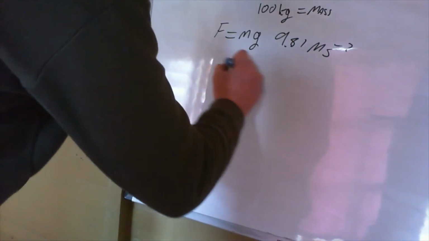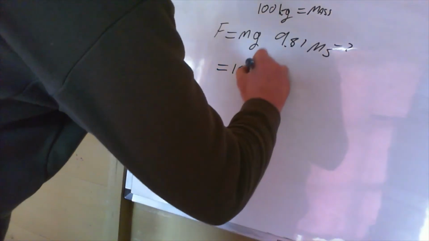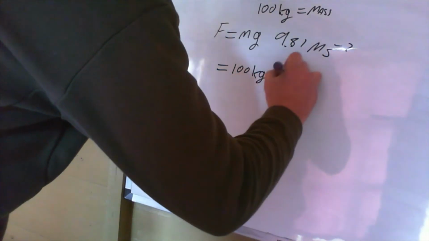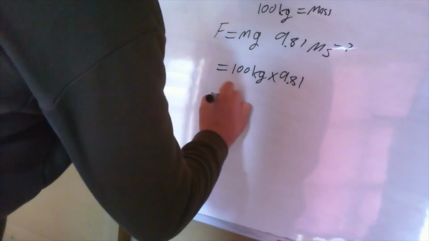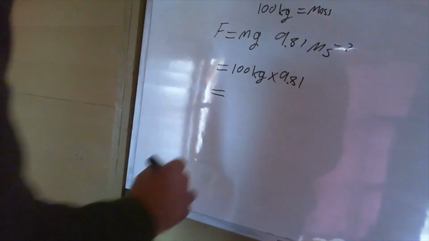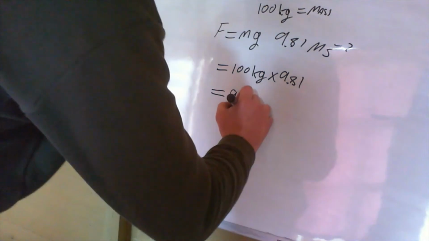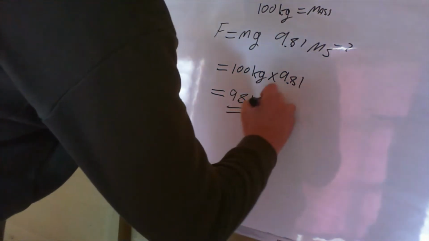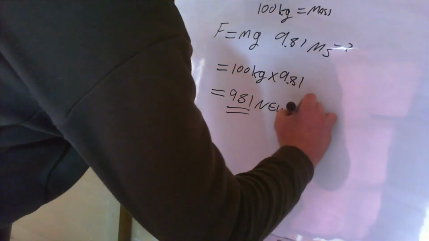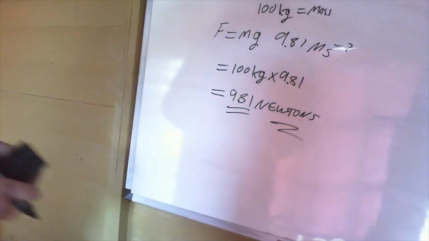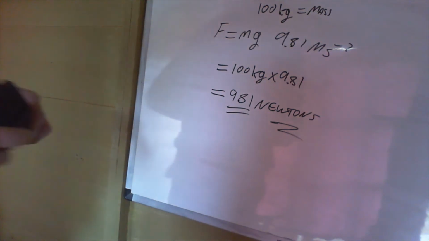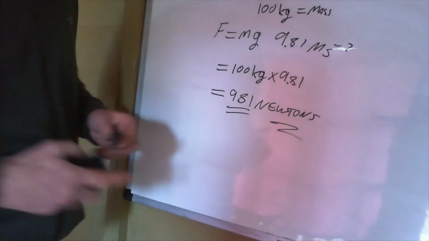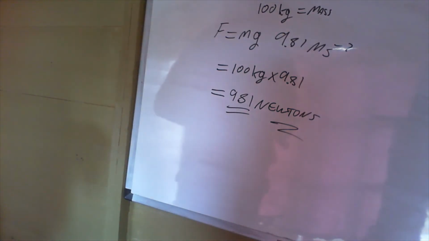So the force is 100 kilograms times 9.81, which is going to be 981 newtons. When you look at forces, it's always measured in newtons. And that is what you weigh, basically. That's your weight.